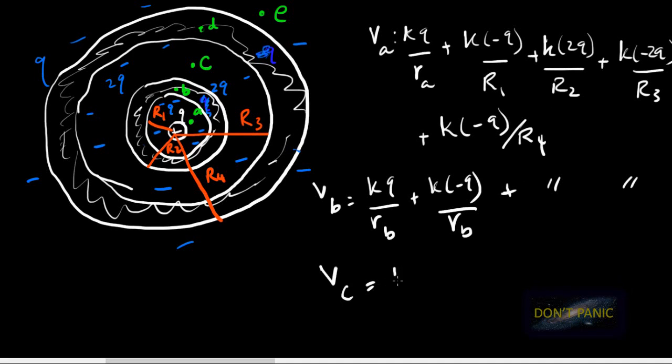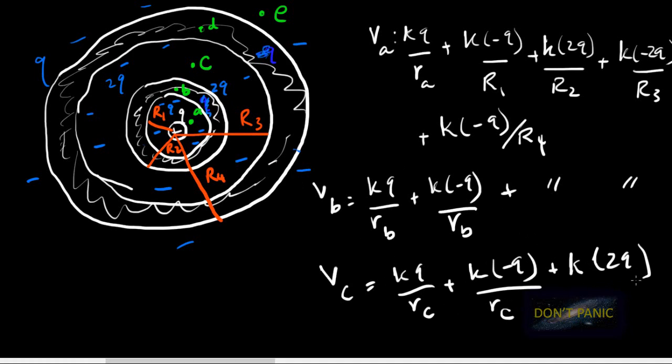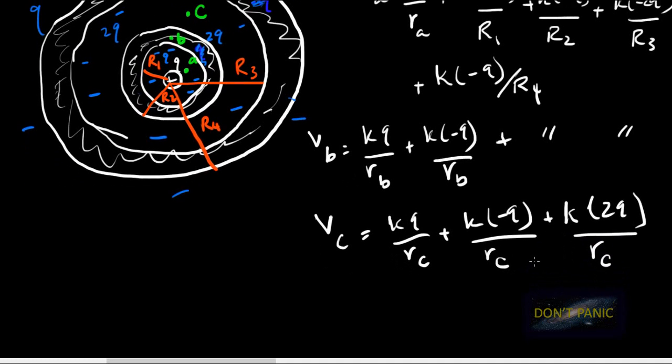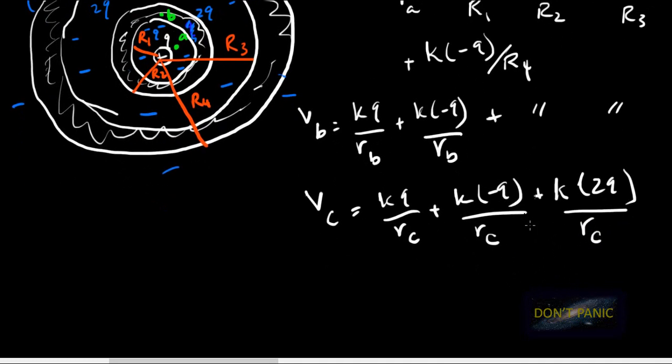Then potential at C. Okay, at C, the point charge is going to produce KQ over RC, and the inner sphere is going to produce K times -Q over RC. And now you're outside this shell also, so the contribution of that one is going to be K times 2Q over RC also. Okay, and then the rest of it stays the same as above.